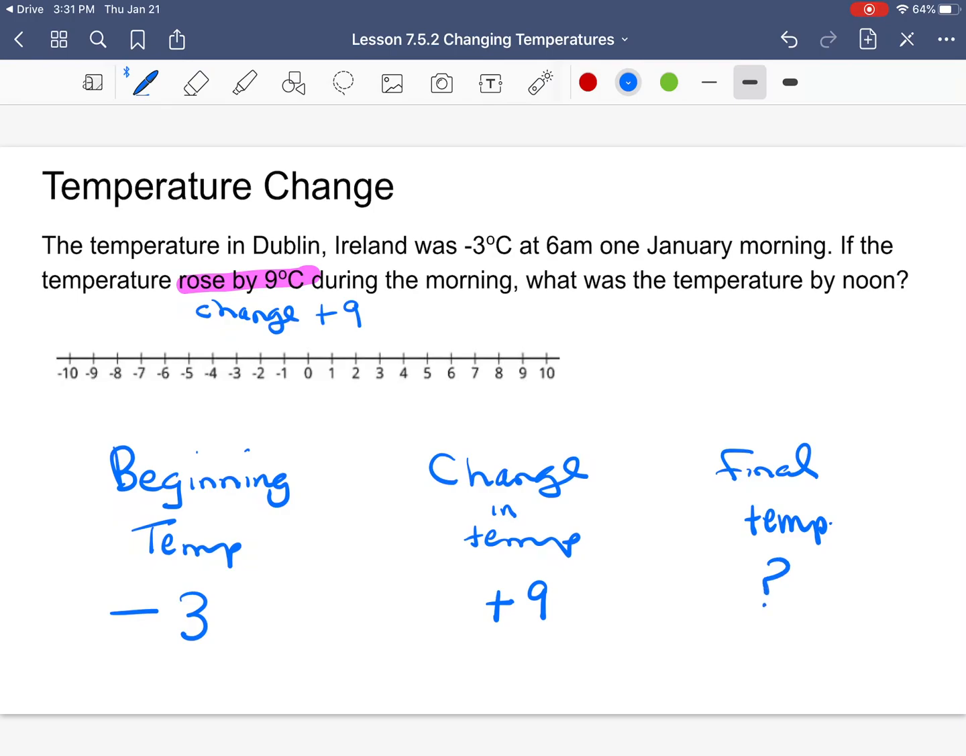So let's look at our number line. We have the beginning temperature was -3 and the change is +9. So we go 1, 2, 3, 4, 5, 6, 7, 8, 9 units to the right because it's increasing. And we arrive at 6. So the final temperature is 6 degrees.